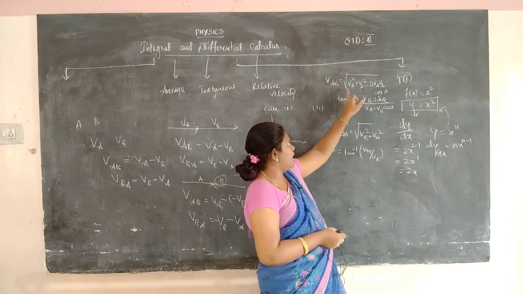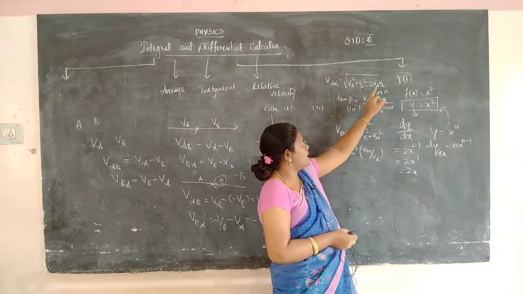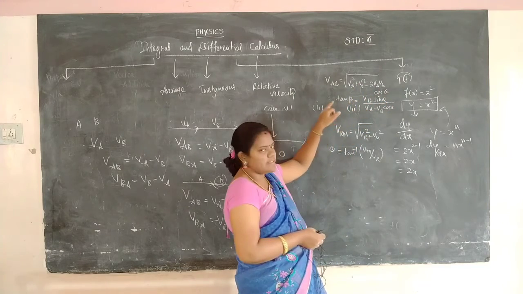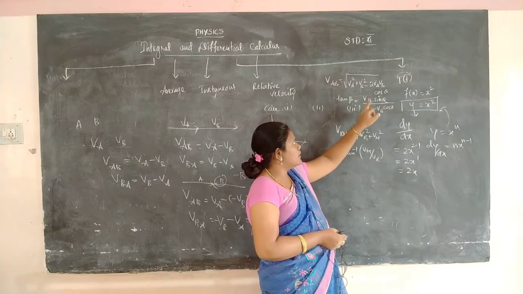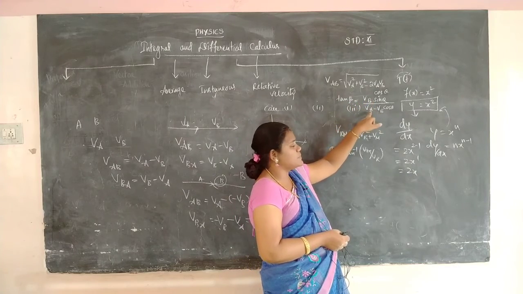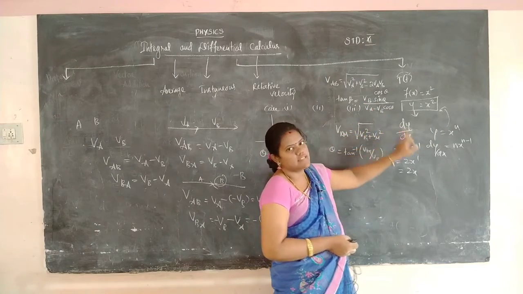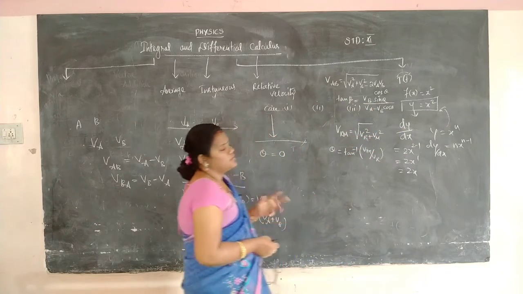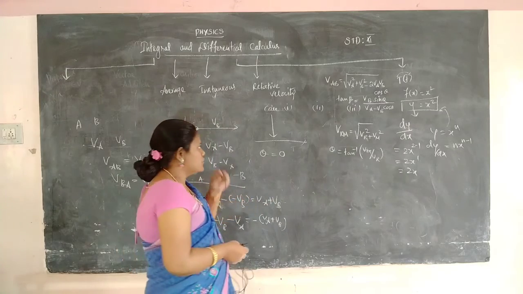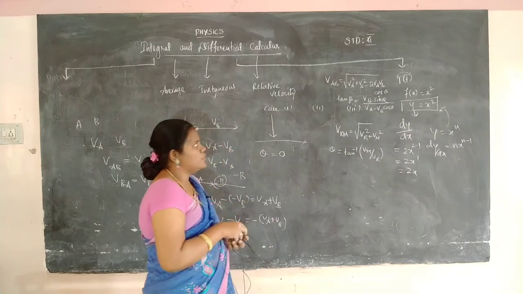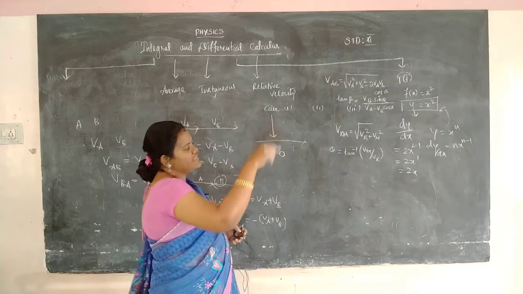So VA square plus VB square minus 2VA VB cos theta. Then again, tan alpha is equal to B sin theta by A plus B cos theta. So here we take VB sin theta by VA minus VB cos theta. Okay, two formulas you have to consider. By applying theta, first theta is 0 in the first formula.